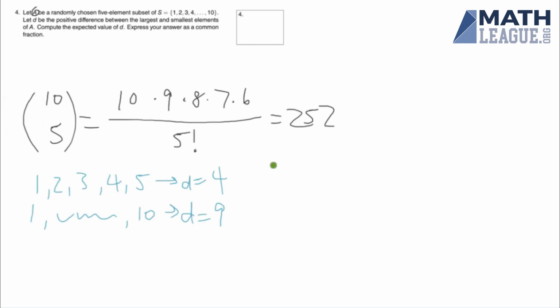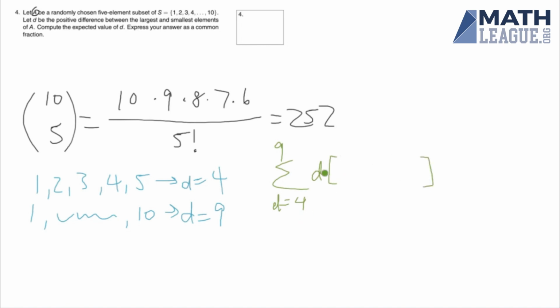So to find the sum of all values of D over all 252 sets A, we can compute the summation from D equals 4 to 9 of some expression. Now, what is this expression we want to compute? Well, first, for each of them, we want to find D. But then we want to multiply it by the number of sets that can have that value of D.